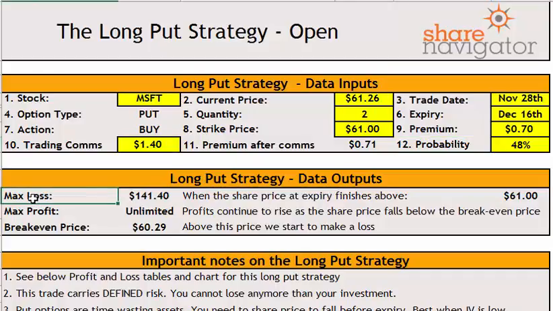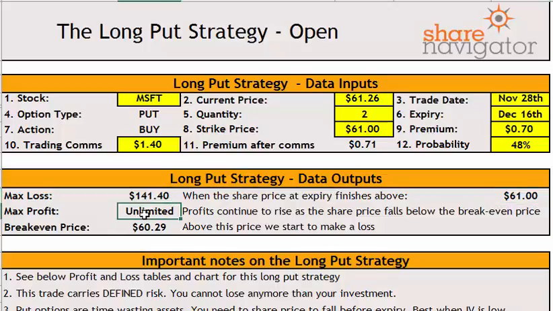So if we look at our max loss position here, the spreadsheet is telling you that you can only lose $141.40. That's just equal to our net premium multiplied by the number of contracts that we've done. And we make that max loss at expiry when the share price finishes above $61. So obviously with a long put strategy, it's a bearish strategy. As the share price is falling, we start to make money. So if the share price actually goes up, we lose money.